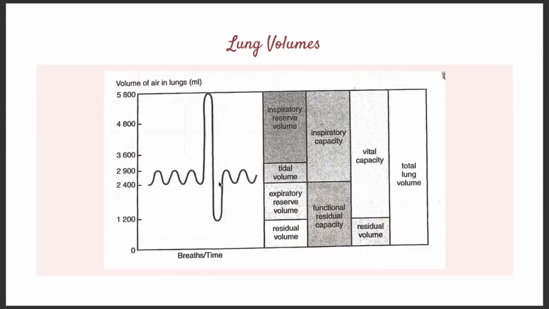Next is the expiratory reserve volume. So that is the maximum additional volume of air that can be exhaled out after a normal tidal expiration. It contains about 1,300 cubic centimeters of air. So if you tell a person to just breathe out fully.